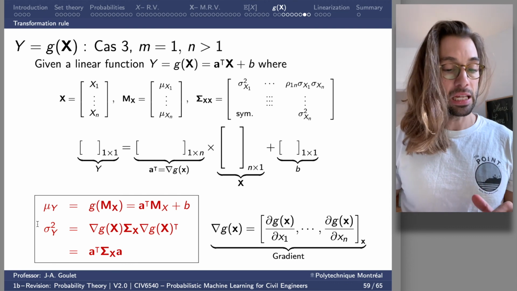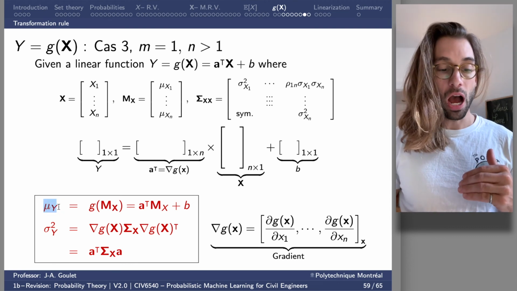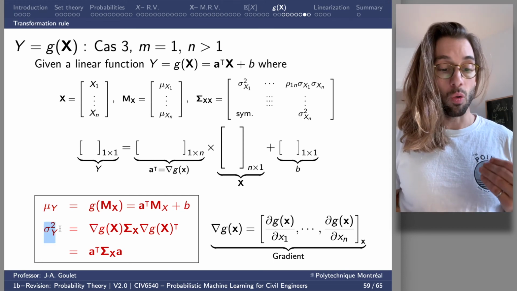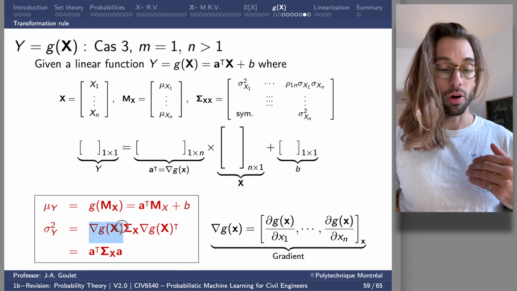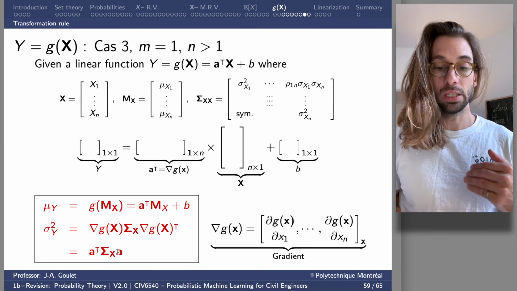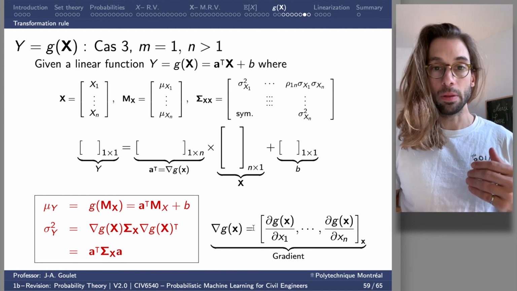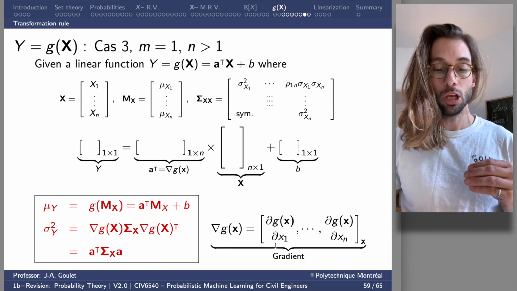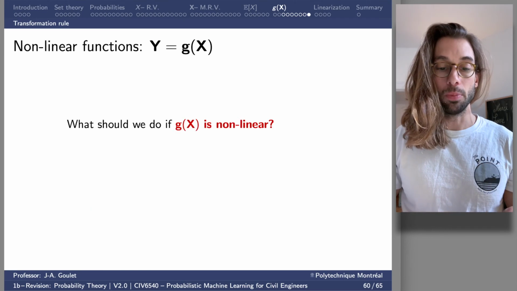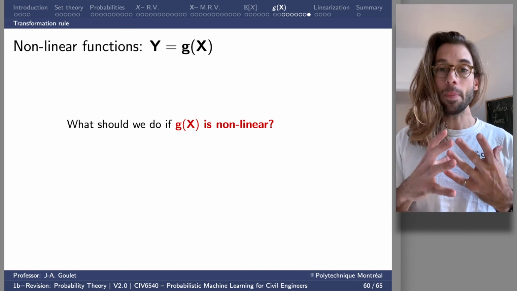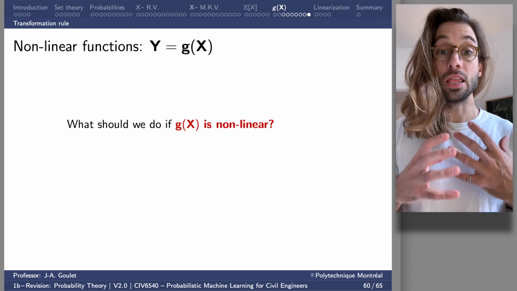So in that case, I can say that my mean value for y is going to be A transpose times mu x plus b. Sigma y, the variance for y, is going to be A transpose times sigma x times A. Okay, where, keep in mind, my gradient vector is the partial derivative of my function with respect to each of my inputs. Okay, so now what happens when g of x is nonlinear?